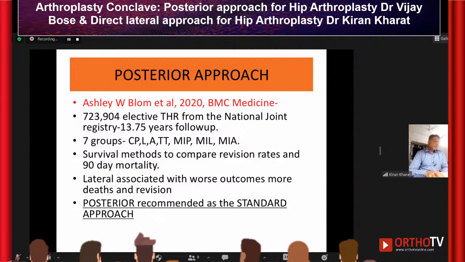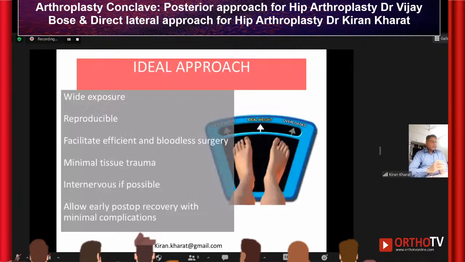An interesting paper in 2020 by Ashley Blom in BMC Medicine looked at more than 7 lakh hips in the NJR, and they grouped them in 7 groups, namely the conventional posterior, the lateral, the anterior, the transtrochanteric, the minimally invasive posterior, the minimally invasive lateral, and the minimally invasive anterior. They looked at survival methods, looking at revision rates and 90-day mortality. In their study, the lateral approach had the worst outcomes with more deaths and revision, and they recommended the posterior approach as the standard approach.